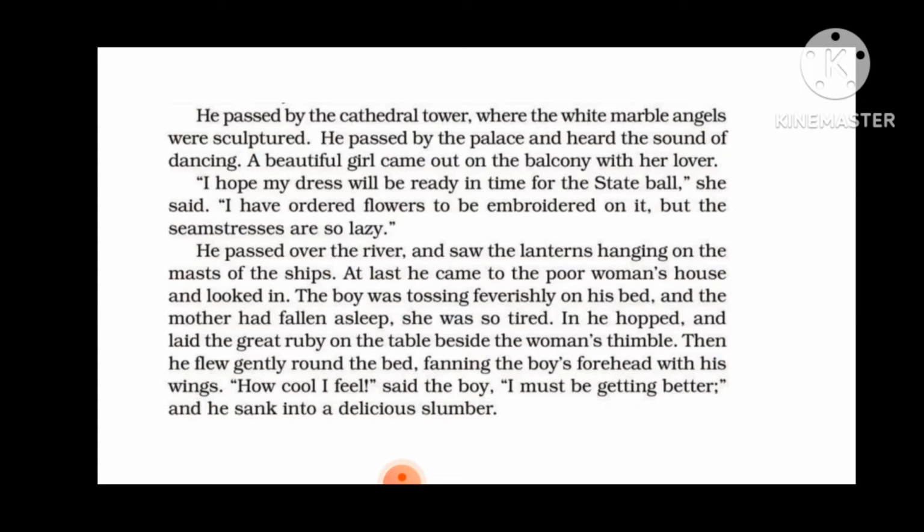Now he passed over the river. He saw the lanterns hanging on the masts of the ship. Masts are the poles that rise vertically from a ship and support the sail. So he passed through the church, through the palace, through the masts of the ship, and finally he made it to the poor woman's house.